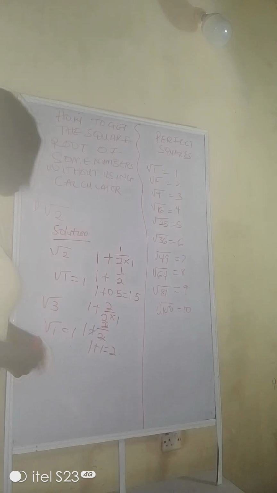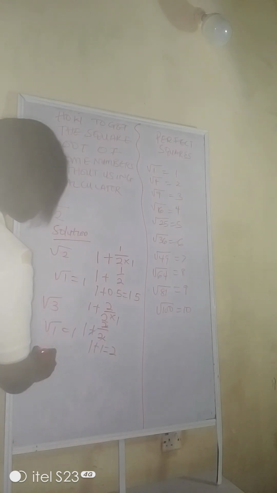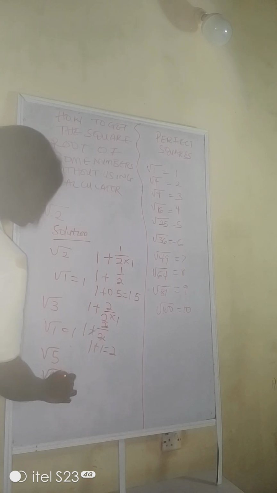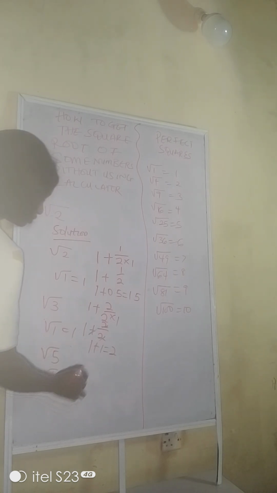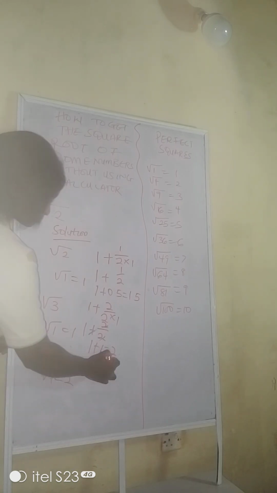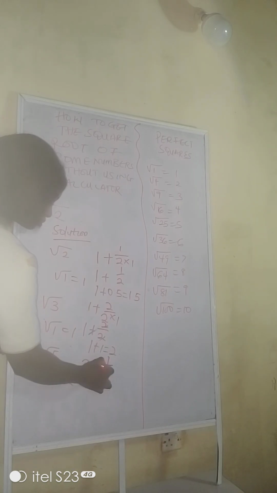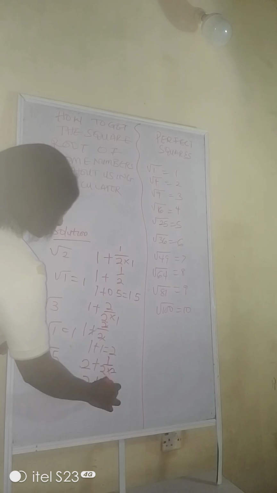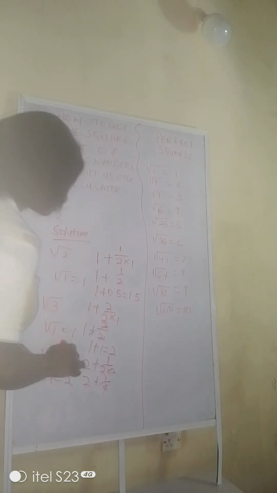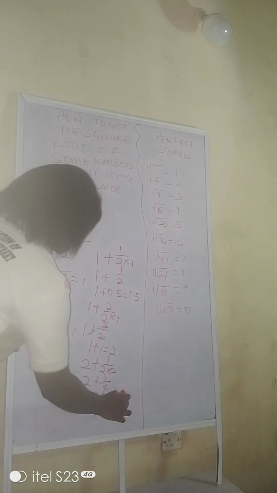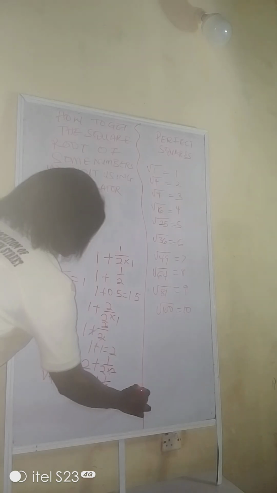So now let's do the last one for today. Root 5. What perfect square is closest? Root 4, right? The square root of 4 is 2. So this 2, you write it here, plus 5 minus 4 is 1, over 2 times this 2. So that will be 2 plus 1 over 4. 1 over 4 is 0.25. So that would be 2 plus 0.25, which gives us 2.25.